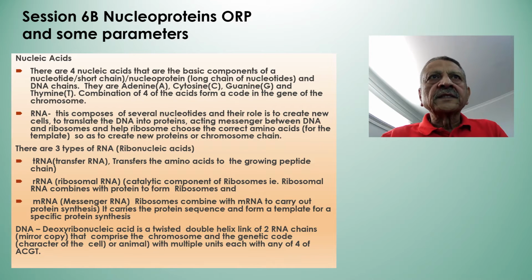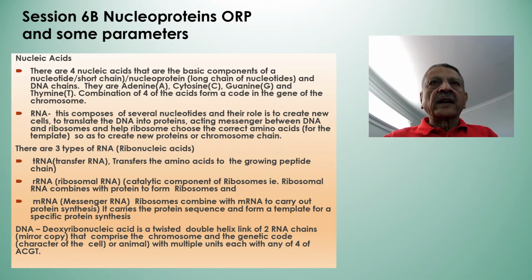Among the nucleoproteins, the simplest ones are the RNAs. RNA means ribonucleic acids. Ribonucleic acid contains a ribose sugar. This RNA is composed of several nucleotides, and their role is to create new cells or to translate the DNA into proteins, acting as a messenger between DNA and ribosomes, and helping ribosomes choose the correct amino acids for the template, which is then used to create new proteins of the chromosome chain.